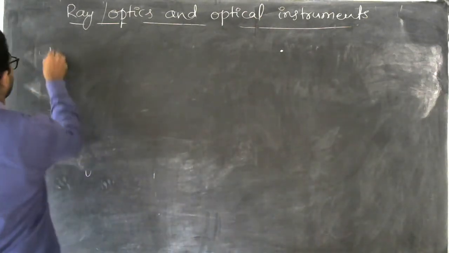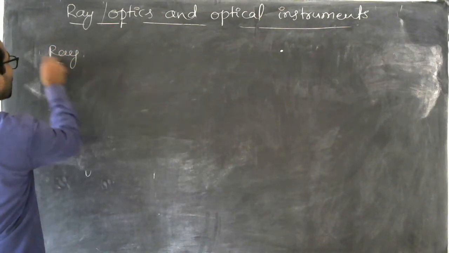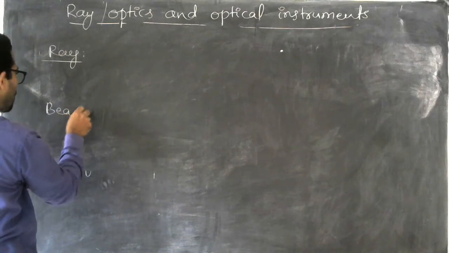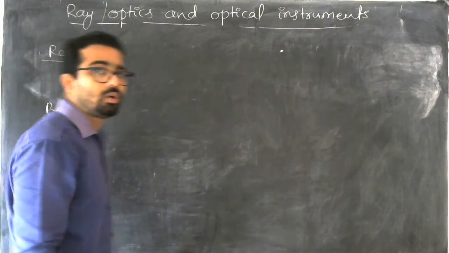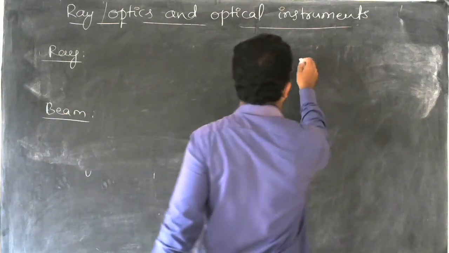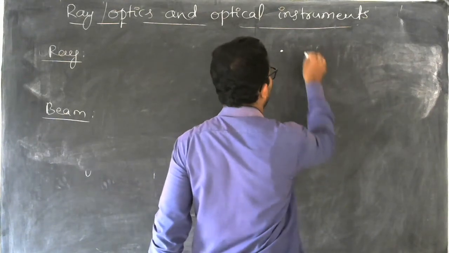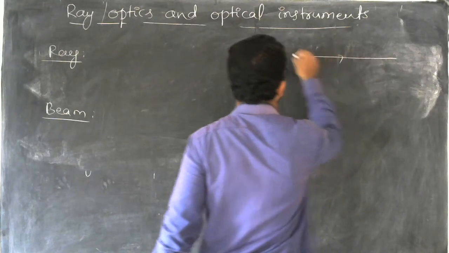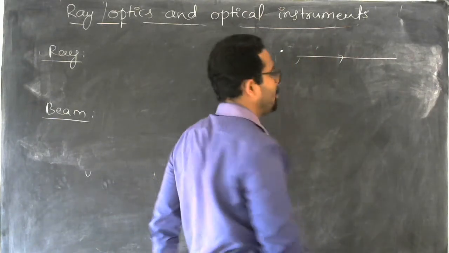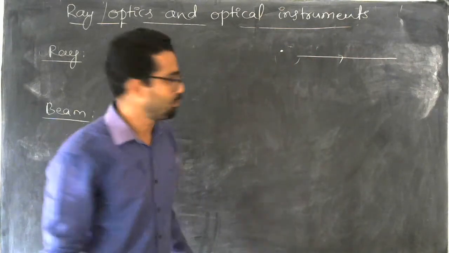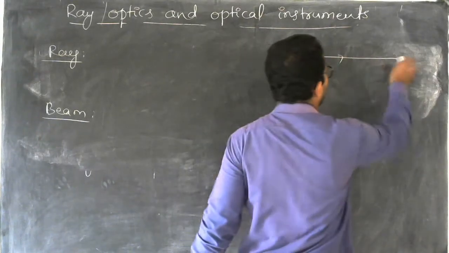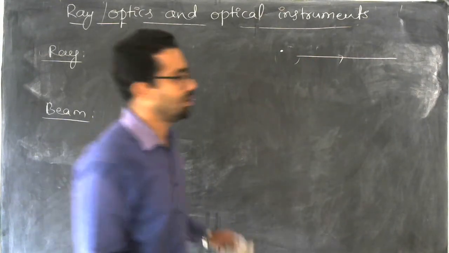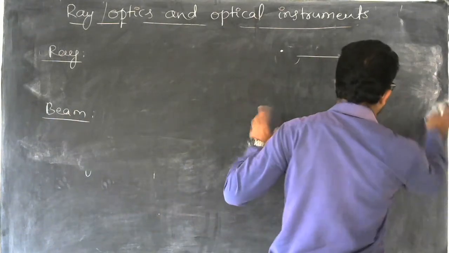Ray and beam. I told you that light can travel in the space. So let's say that there is a light source. There is a light source here which is emitting light. So the light has to travel in a straight line as per the nature of it.